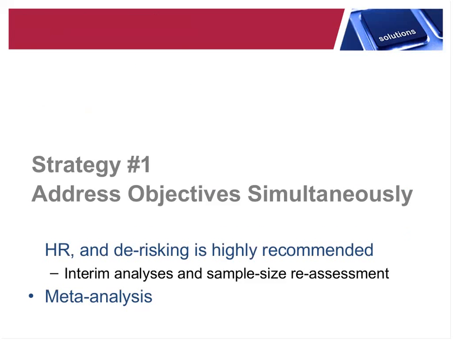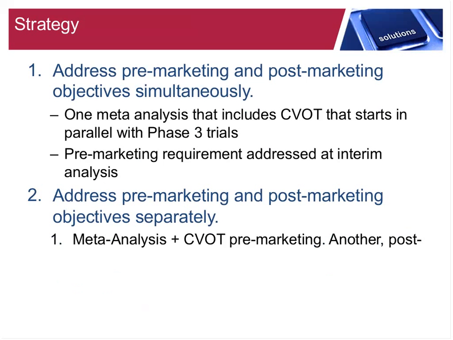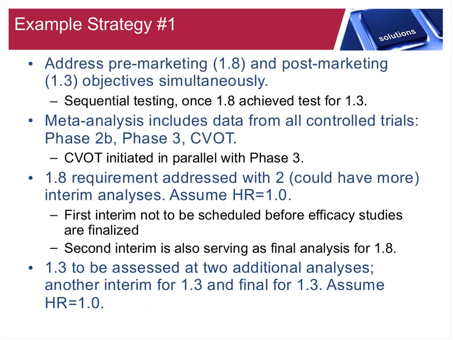So strategy number one. Again, this is strategy number one from the slide that I've shown before. Address objectives simultaneously. Let's make some assumptions. There are many ways, as Paul already mentioned, that you can go. So we want to address 1.8 and 1.3 simultaneously. That means we're going to test sequentially. Once we accomplish 1.8, then we can go for 1.3. And I have a chart that illustrates this.